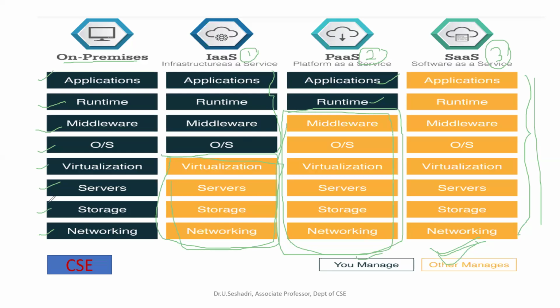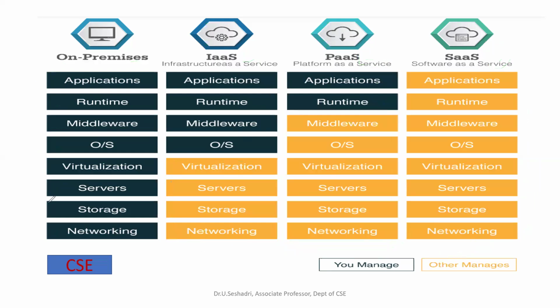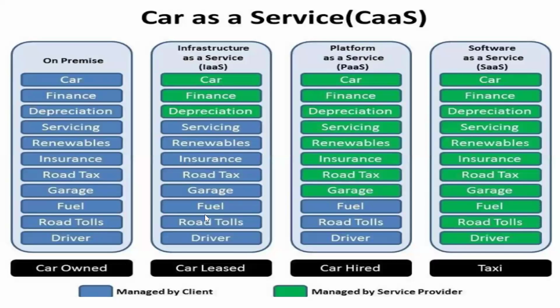See, this is the example. Before I tell this example, I am saying car as a service. I can relate it with the cloud delivery model. That is a car lease. I can relate it with the infrastructure as a service. If it is car hire, I can relate it with the platform as a service. Taxi, that is, you no need to think about everything. Only you are using the service.